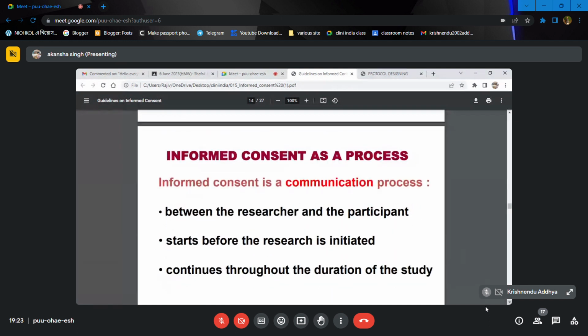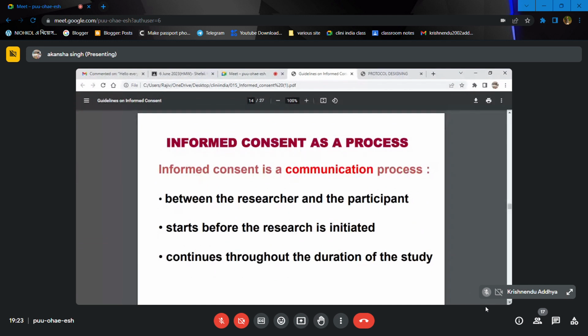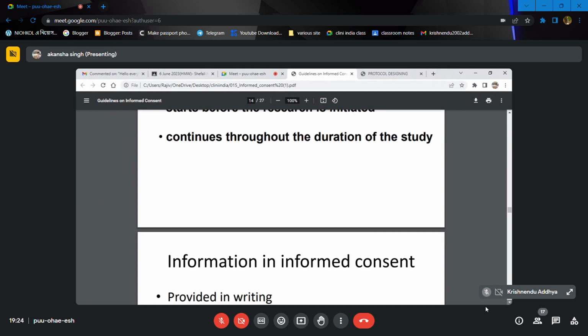So, informed consent is a communication process or interactive process. It is not a one-time process, between the researchers and the participants. It starts before the research is initiated and continues through the duration of the study. It is a communication process because if there are any changes, we have to communicate them to the subject. So it is a continuous process.